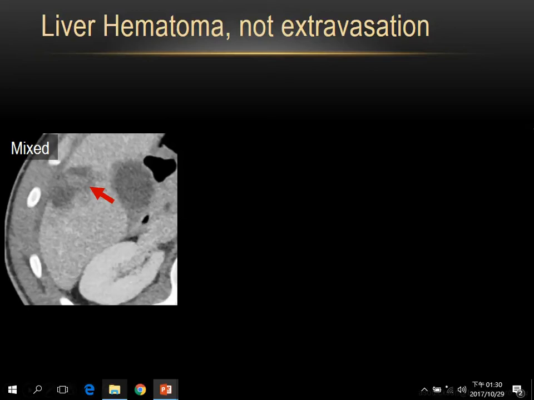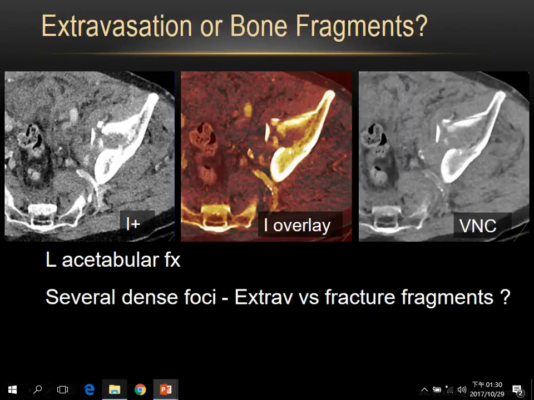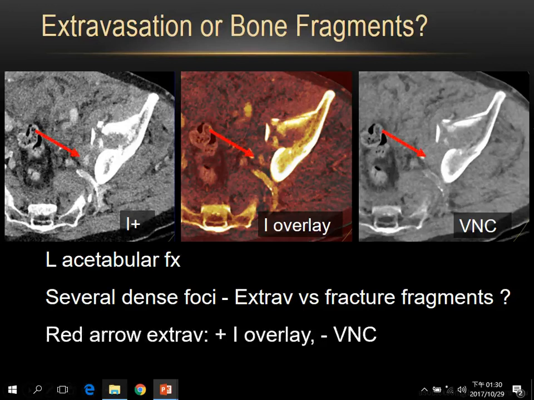We see some bright material here. We can confirm with dual energy CT that this is bland hematoma, no active extravasation. And these can have differences in management. This is a case where we have clearly an acetabular fracture here, and we have a lot of bright spots on this image. Well, let's look at this one.